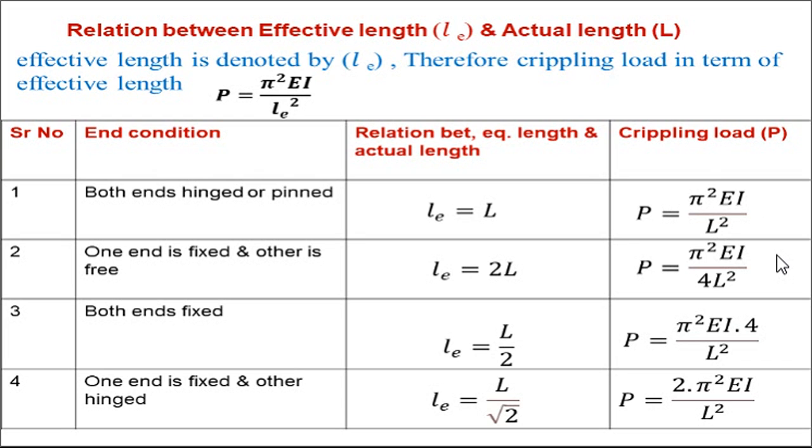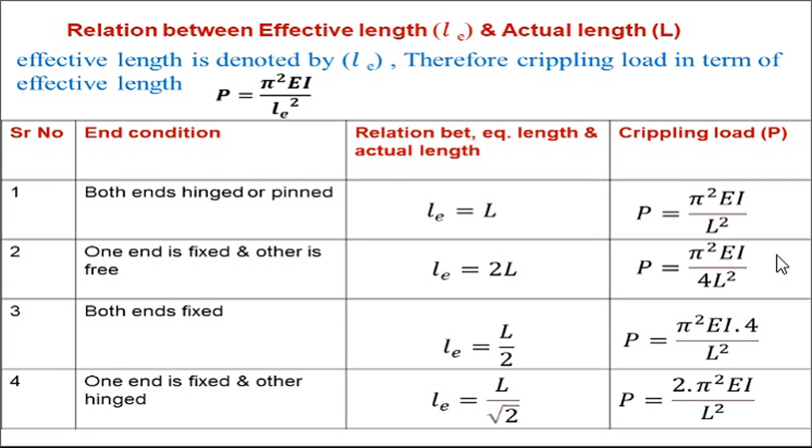Third important case, both ends are fixed. In that case, our effective length is half of the actual length. Okay, this we know. So if you put that effective length value, half of the actual length, L by 2, into the above formula, our formula will become 4 pi square EI divided by L square. You simply put L by 2 instead of LE.